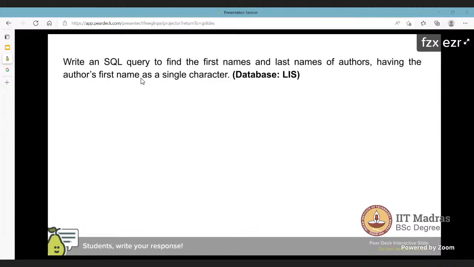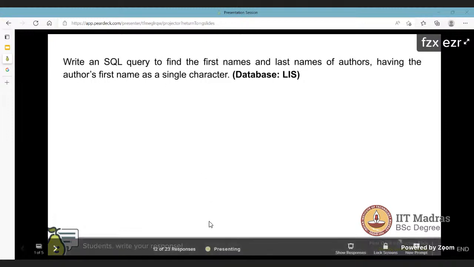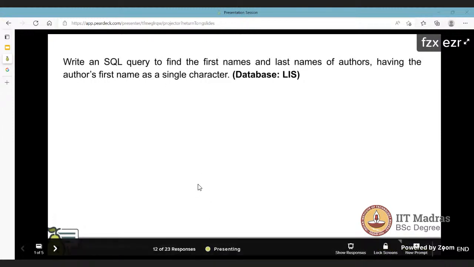I hope the question is clear to all. If anybody has any doubt in the question, then you can ask. This question basically means that you'll have to find out the first name and last name of authors whose first name is a single character. So, yeah. Yes. Okay.